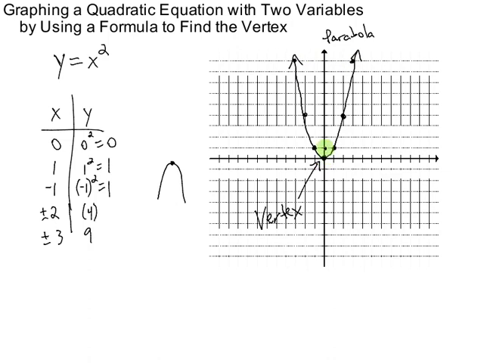But these points are all the same distance from the vertex, right? Each of these points is 1 to the left and right. Each of these points is 2 to the left and the right. Each of these points is 3 to the left and the right. So we're going to keep that in mind when we go to graph other quadratic equations.